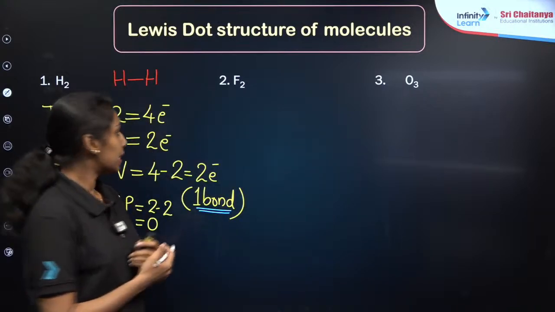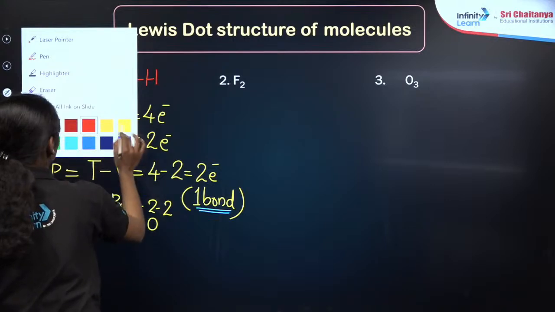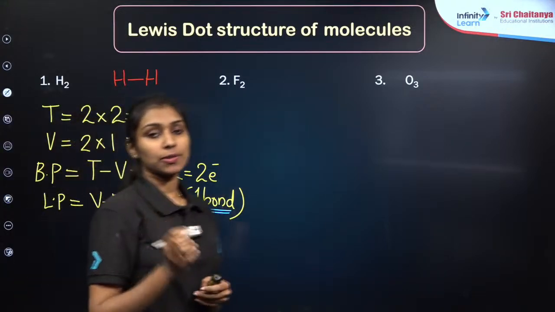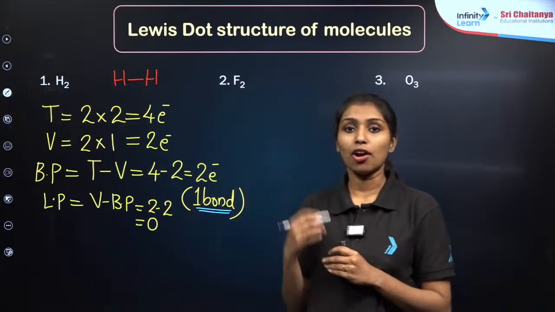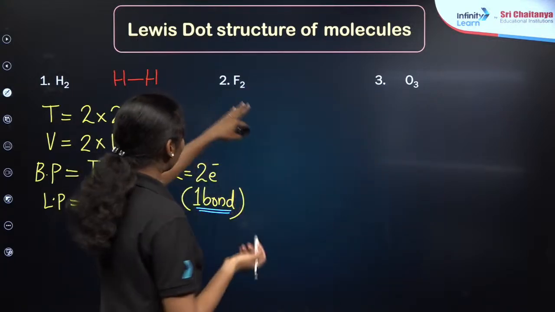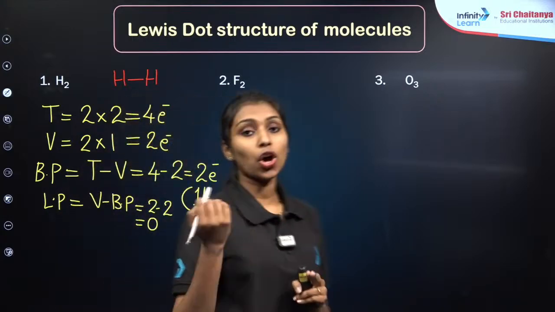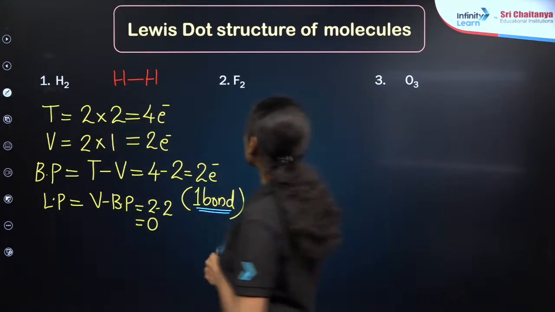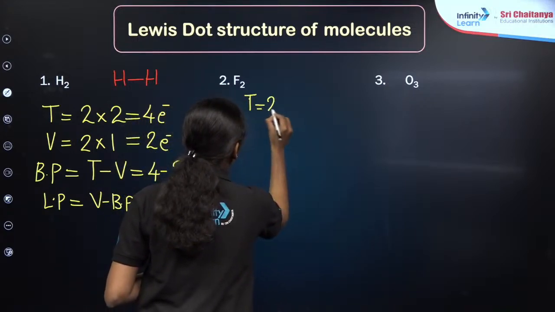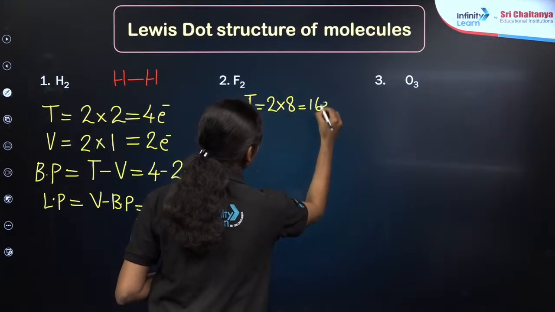Now the second example, that is the F2 molecule. Again, you have to calculate the total number of valence electrons V, bond pair electrons and lone pair electrons, then find the structure of the F2 molecule. If I am taking the F2 molecule, I am assuming that both fluorine atoms obey the octet rule, right? So the total number of electrons T is equal to 2 into 8, that is equal to 16 electrons.